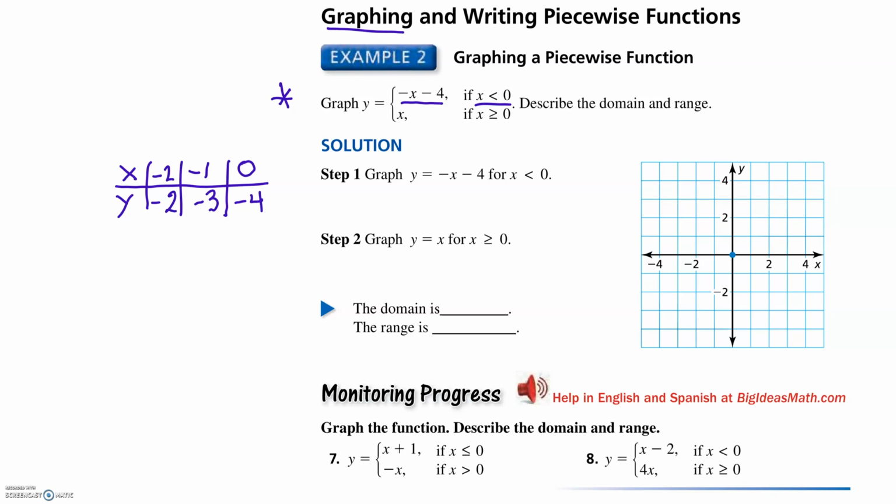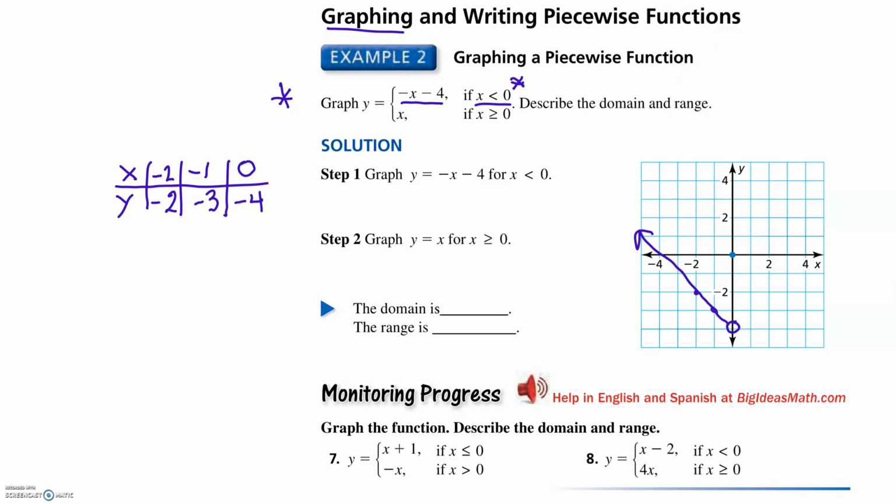Let's check and see if that really is a line with a slope that's negative 1. So we're going to have 0, negative 4. Now I'm going to put an open circle there because the inequality does not include an equal sign. So that's an open circle. We have negative 1, negative 3, negative 2, negative 2. That is a slope of negative 1. We have to have a slope of negative 1 on that piece. So that first piece has a slope of negative 1.